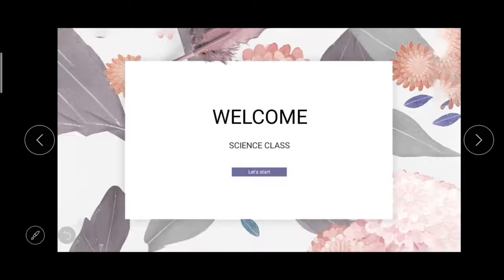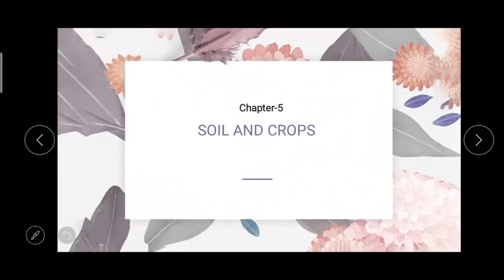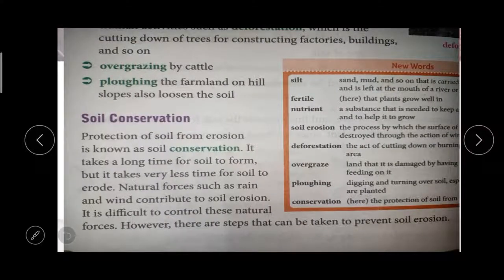Please attend the class. Okay, so in the previous class we started a new chapter, right? What's the topic of the chapter? Soil and crops. In that we have learned about the soil, the importance of soil, how the soil is formed, right? Then we learned about the layers of soil. What are the layers of soil? Topsoil, subsoil and bedrock, right? Then what are the types of soil? Clayey soil, sandy soil, loamy soil and silt, right? Finally we learned about soil erosion. So today we are going to learn the remaining part, and the next topic is soil conservation.